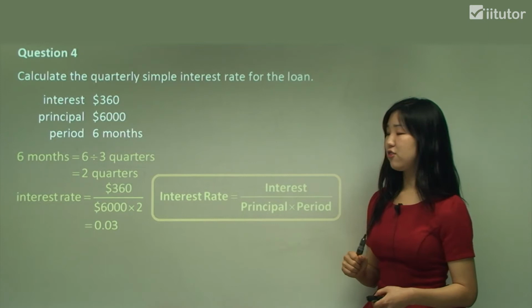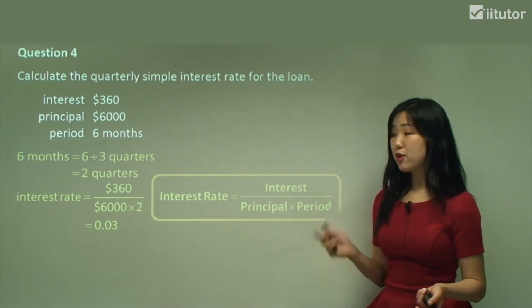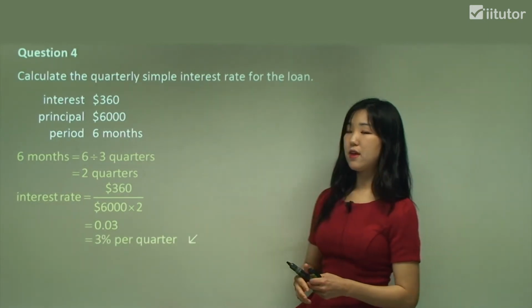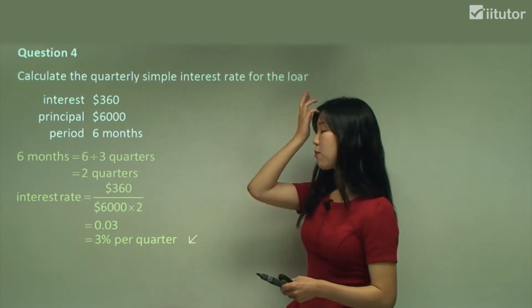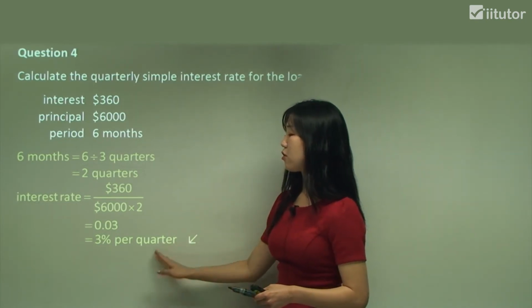And calculate it, you should get 0.03. And don't forget to times it by 100, so we get 3% per quarter, okay? Per quarter is also very important. Make sure you write that one as well.